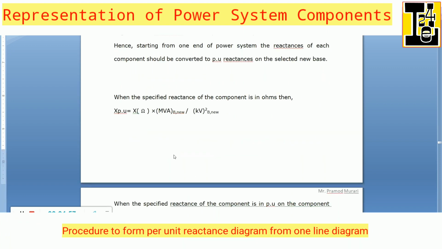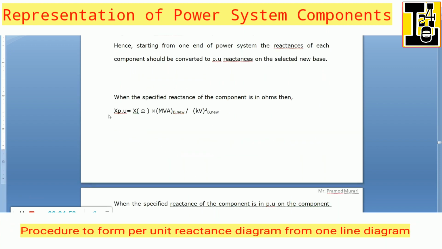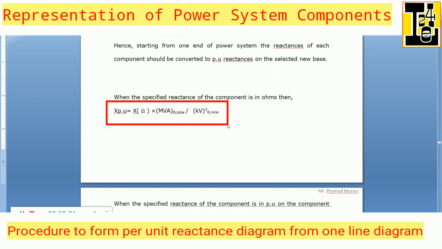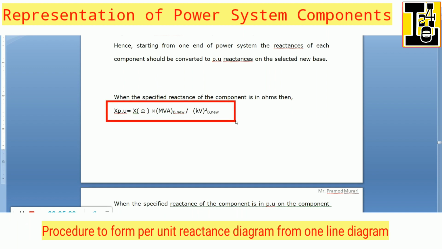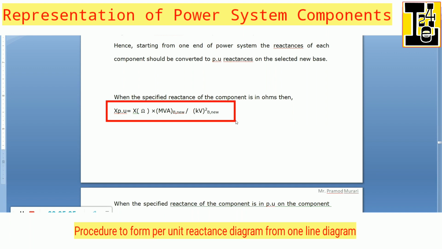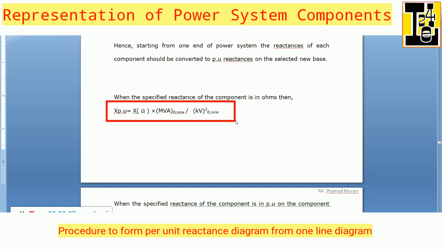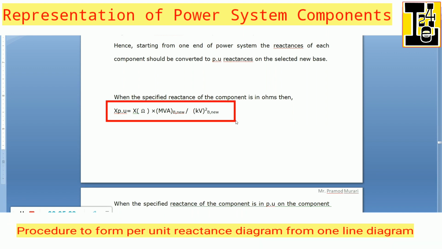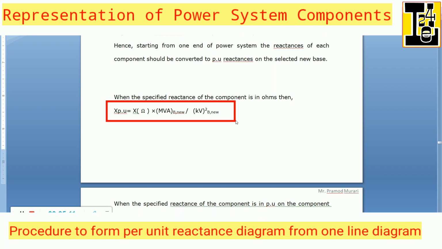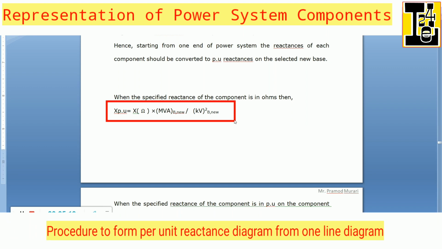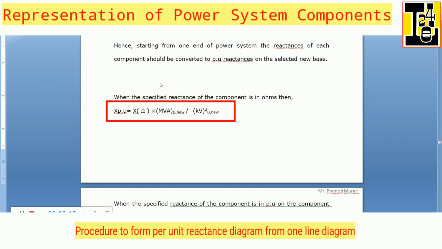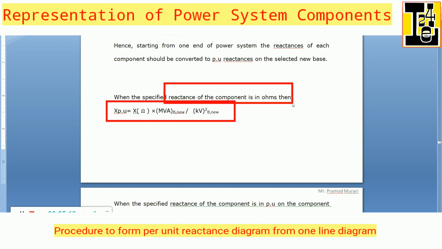When the specified reactance of the component is in ohms, this formula is useful in calculating the per unit reactances. X per unit new is equal to X ohm into MVA base new divided by kV base new square. This is when the reactance of the component is in ohms.